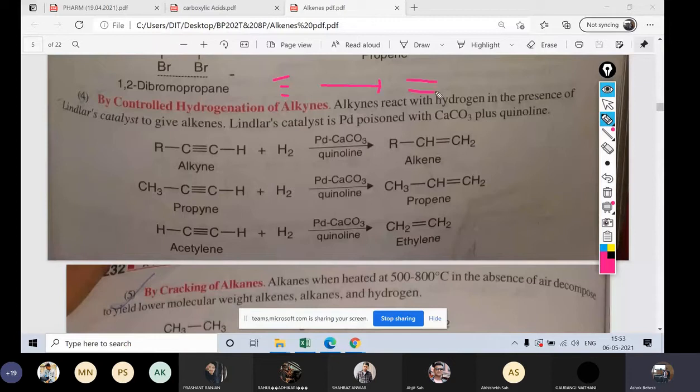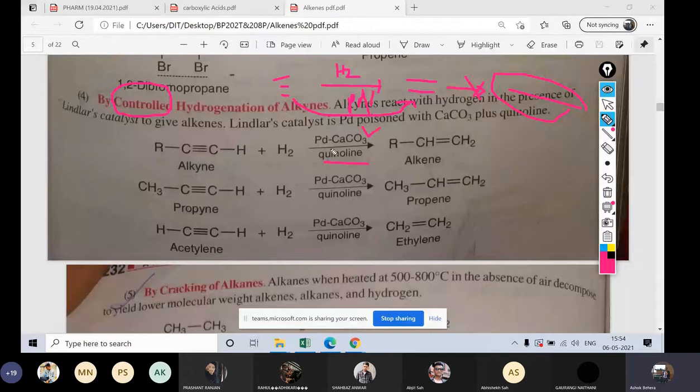There is a chance that this is a reduction, and it may be formed as a single bond also. So that's why the term is there, controlled hydrogenation. We will add hydrogen in a controlled fashion, so that the triple bond can become a double bond, not the single bond. So for that you have to use a catalyst, palladium, and with that you are using calcium carbonate and quinoline.